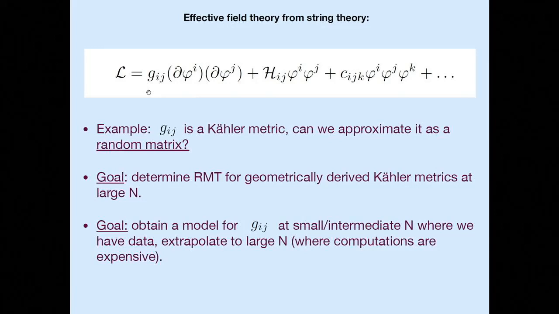So one simple example: this G that I wrote down is a metric, it's a Kähler metric. And the question I want to ask is, can we approximate it as some sort of random matrix? So our overall goal is to determine the random matrix theory for geometrically derived Kähler metrics at large n. A simpler goal, one that's probably more attainable, is to obtain a model for G_ij at small and intermediate n, when we can actually gather some data, and extrapolate to large n and ask statistical questions about the landscape using this statistical model.